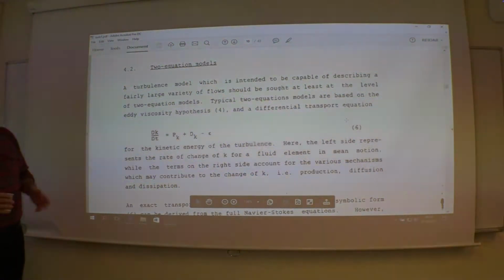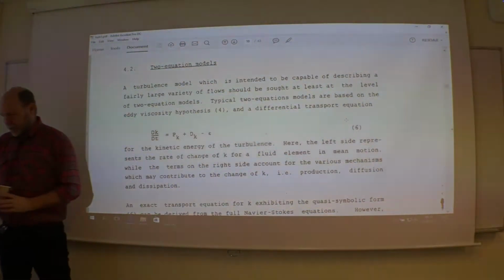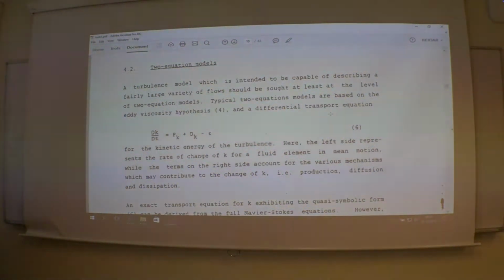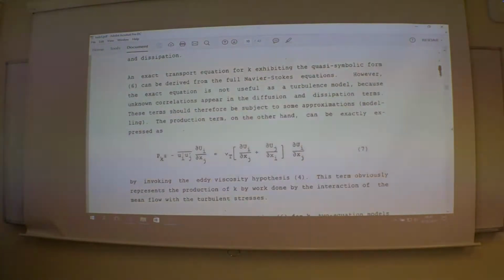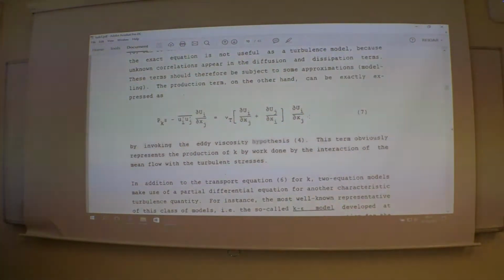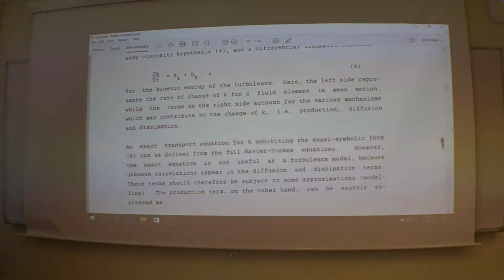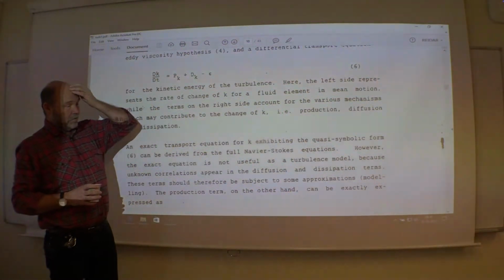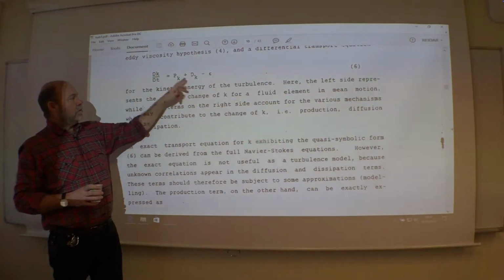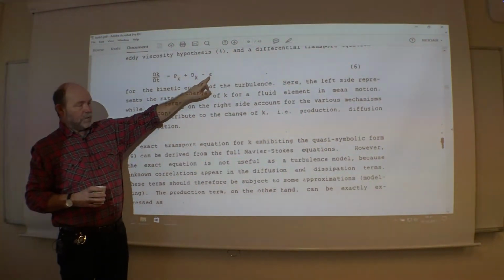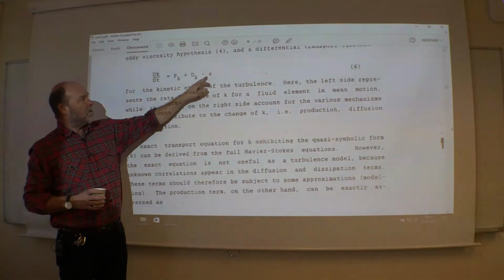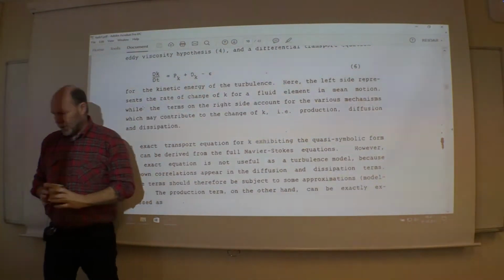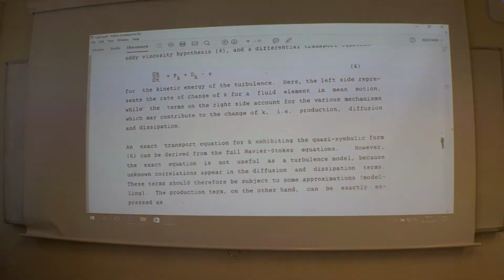So, production, diffusion, dissipation. That's what we need. Production term, okay, but the other two have to be modeled, and for a two-equation model, the K epsilon model, which is the focus here, of course, this is modeled with its own transport equation. This term, well, there we need a modeled term.